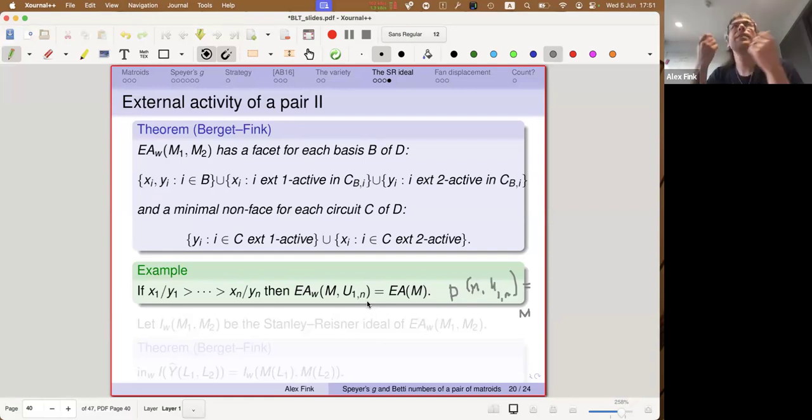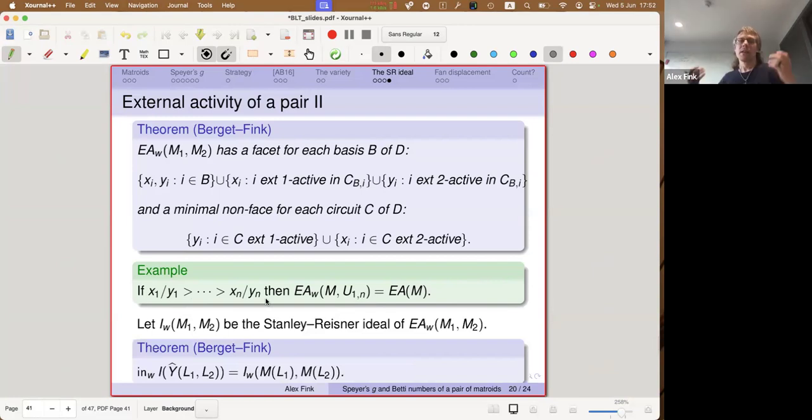How? Well, I split the circuit into an independent set of M and an independent set of U1n. An independent set of U1n is one element. And then I color them according to which monomial has the greatest weight in some weight ordering. Well, that's just saying the one element of U1n I pick should be the least element if you do it in the weight ordering described here. So indeed, you recover classical activity as a special case of our activity for two matroids.